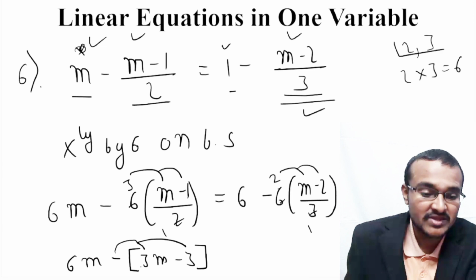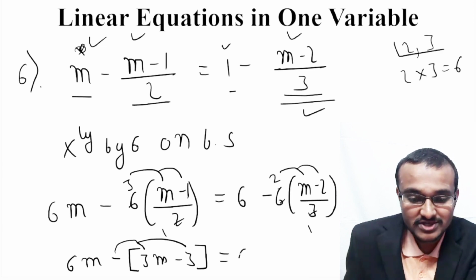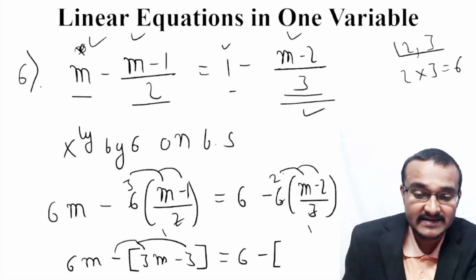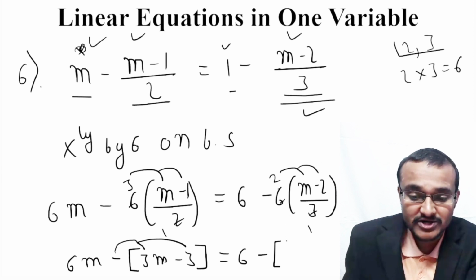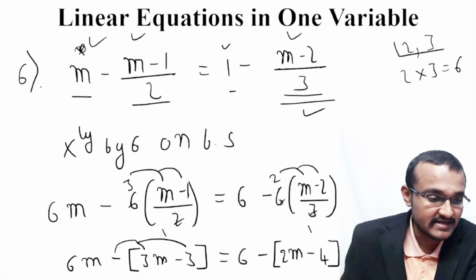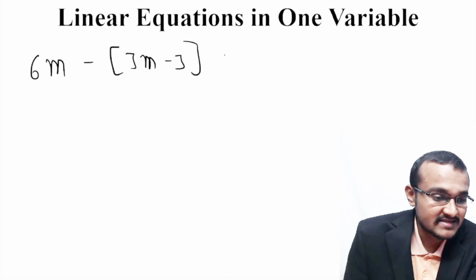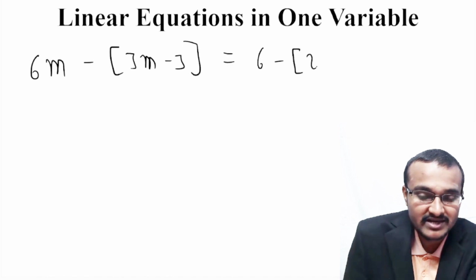So that's why, because we should not get confused, I am putting bracket for this second term, is equal to 6 minus, here also I'll open a bracket for this particular second term, where you should multiply 2 with m and 2 with also minus 2. So 2 into m will be 2m and 2 into minus 2 will be minus 4. So this is the equation which you are getting. I am just writing this equation once again. 6m minus 3m minus 3 is equal to 6 minus 2m minus 4. This is the equation which we are getting.